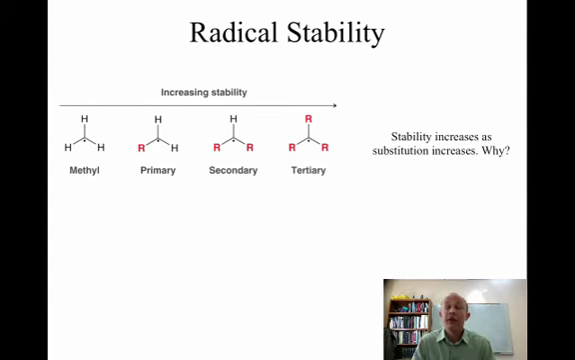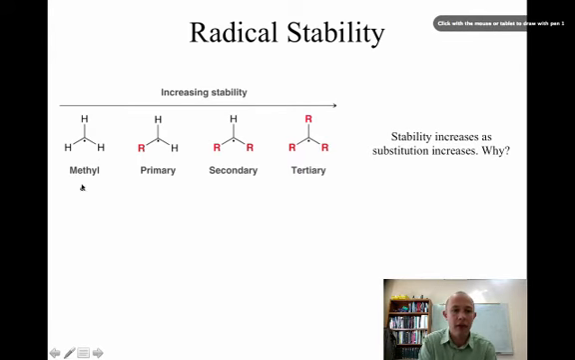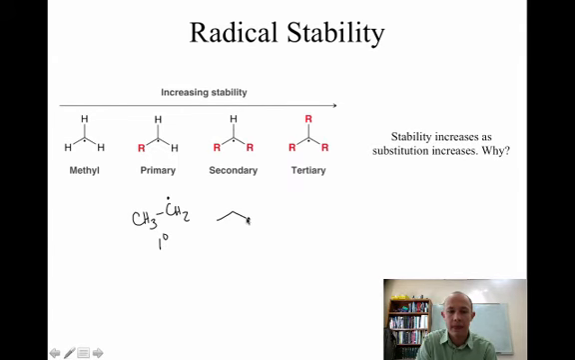Okay, let's move on here. So now that we're thinking about carbocations, it might make sense that as we increase the substitution on our radical, the stability increases, just like in a carbocation, right? So this is going to be called a methyl radical. This is a primary radical. For example, CH3CH2 dot. Ethyl radical would be primary.